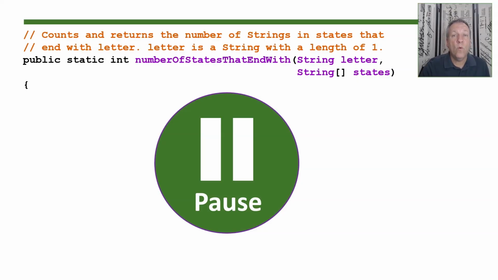Notice that it returns an int because I'm counting how many states end with a particular letter. So what does the code look like? Why don't you go ahead and pause here and take a shot at writing this method before we go over the code together. All right, here we go.